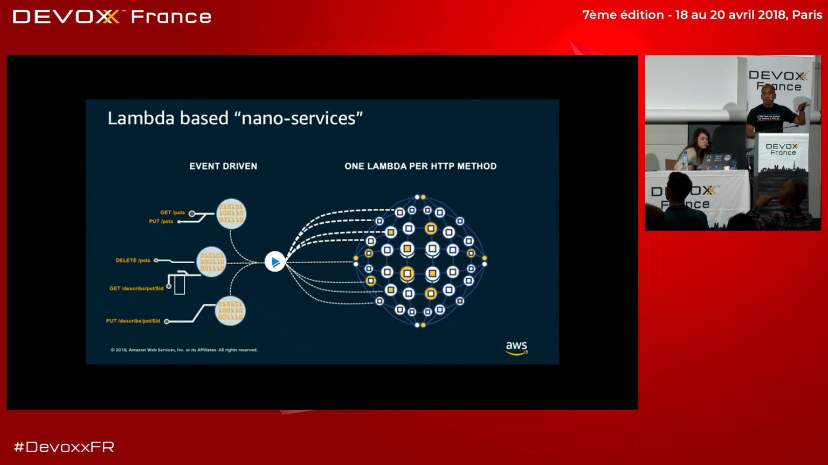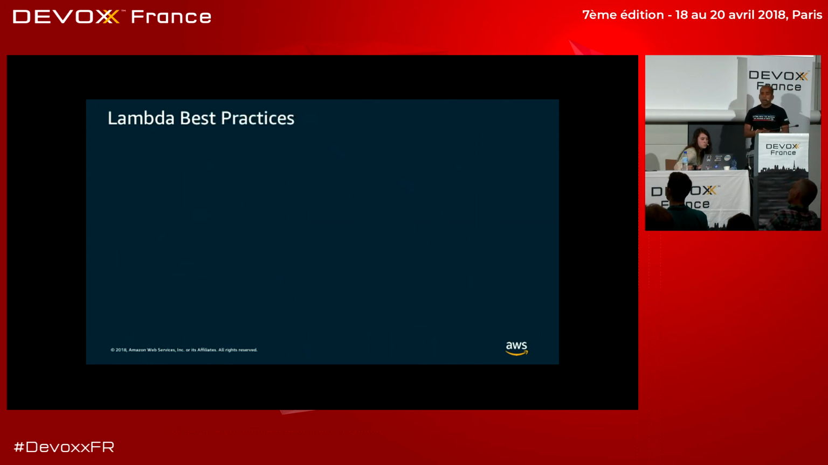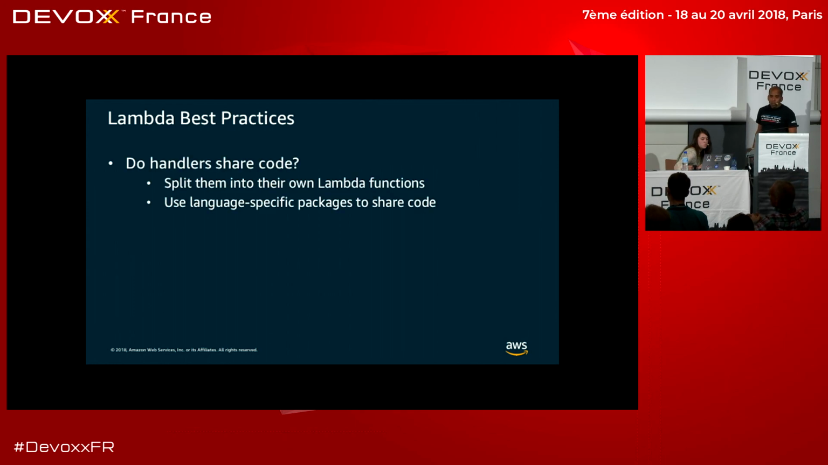Are you building monoliths or nano services? So let's take a look at some of the Lambda best practices. Do the handlers share code? If they do, then you think about it. What is your context?